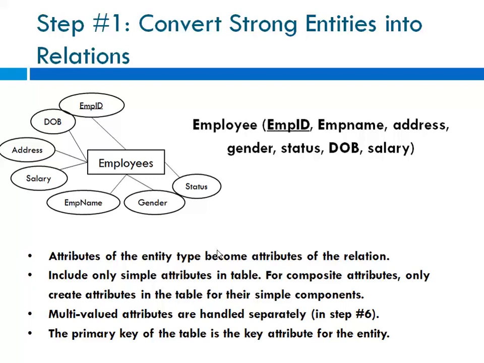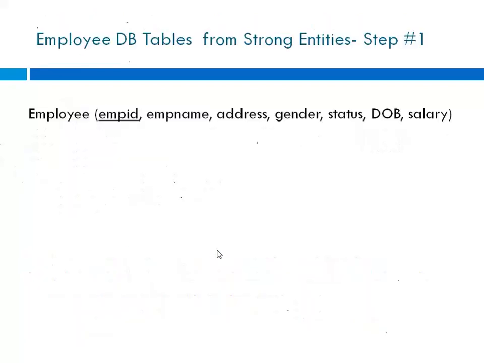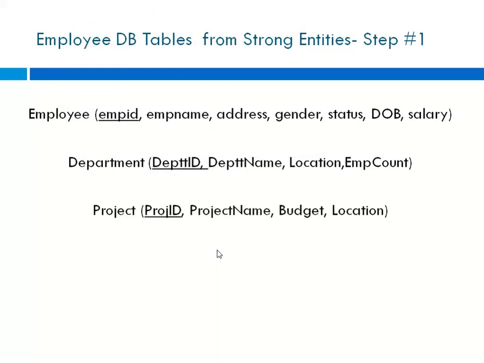That will be done in step number 6, and primary key of the table is the primary key for the entity. So after the step number 1, we have got these 3 strong entities converted into tables. So you can see here that employee table is there with employee ID as primary key, department table is there with department ID as primary key, and project table is there with project ID as a primary key.